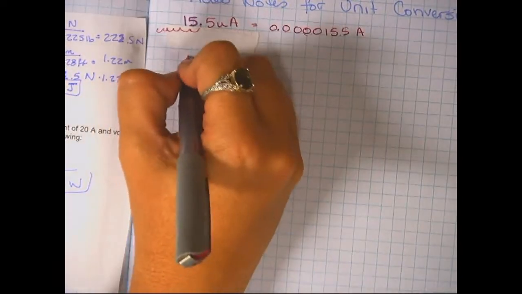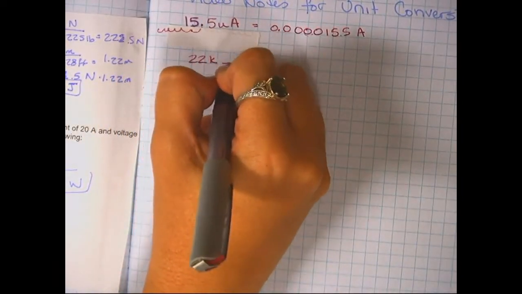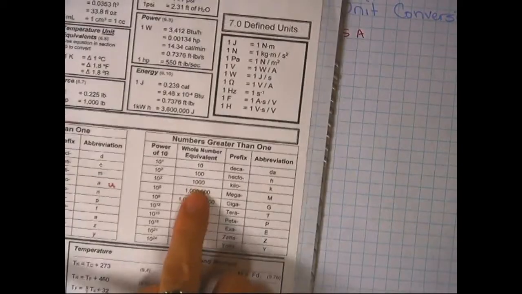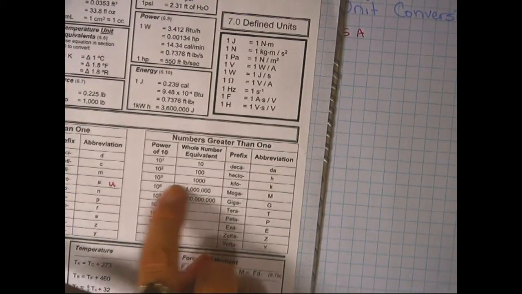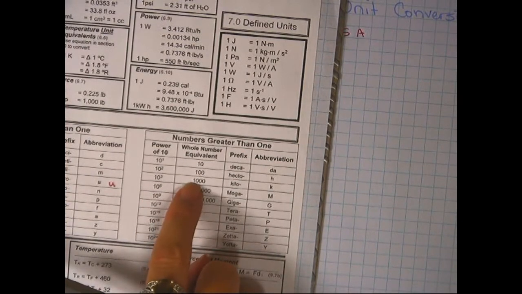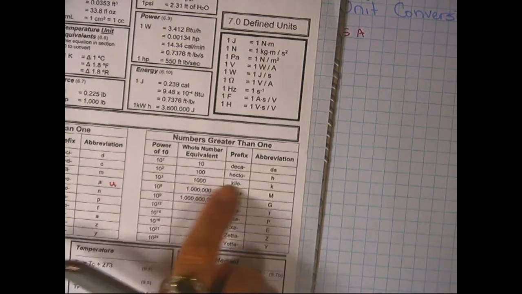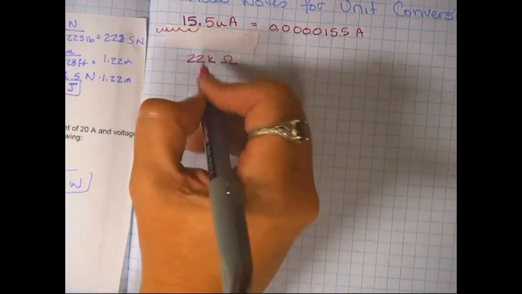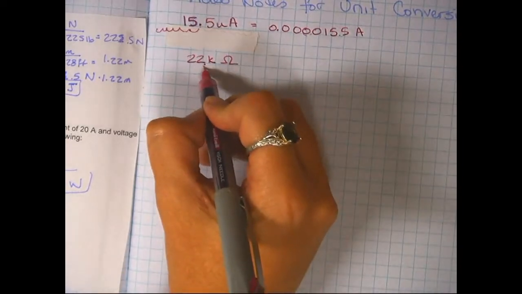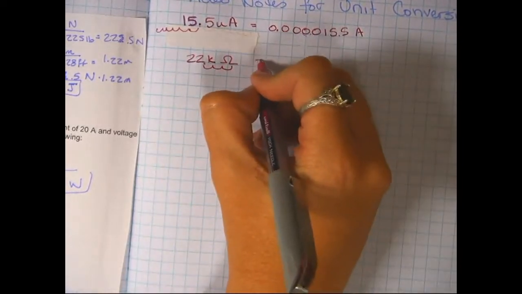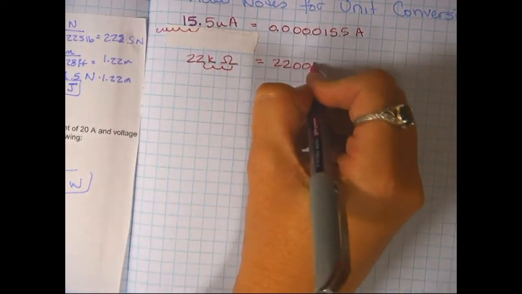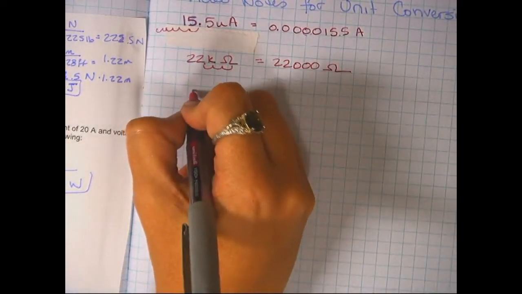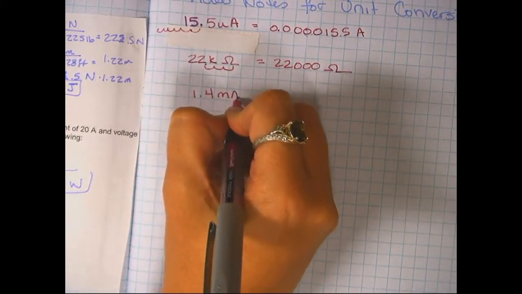Okay, the next one is 22 kiloohms. So kilo is on this side. It's 3 here, 3 here. So I need to take my decimal place and move it over. And this time, because this is a big number, I need my answer to be a big number. So I'm going to start here where my decimal place is and move it over 3 times that way. So this will be 22,000 ohms.